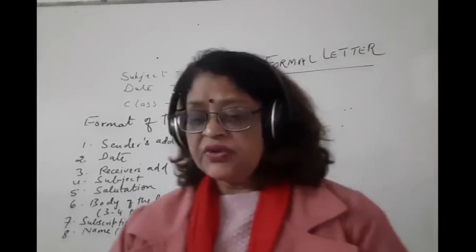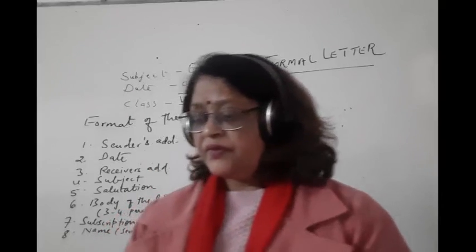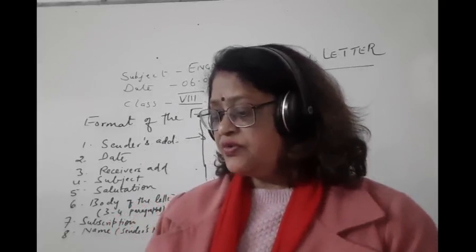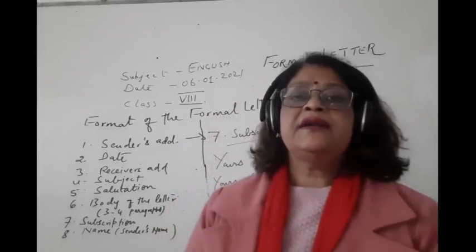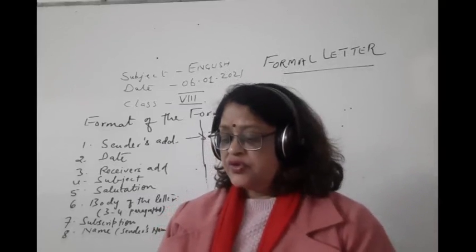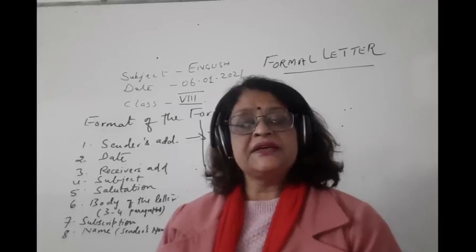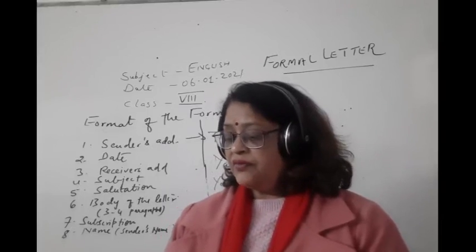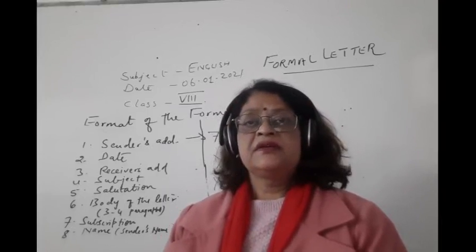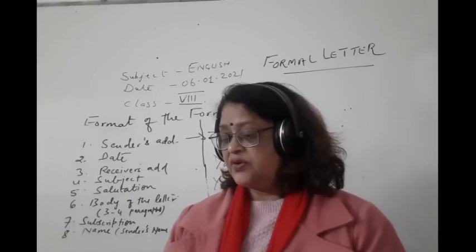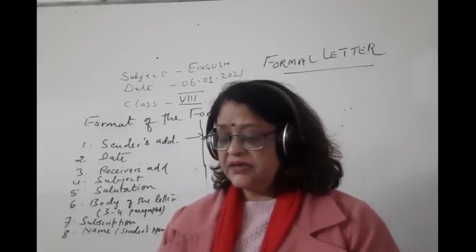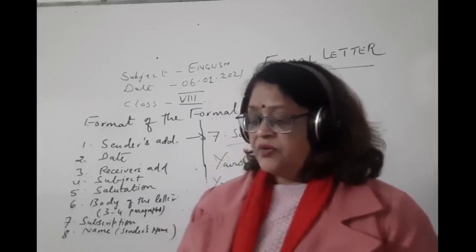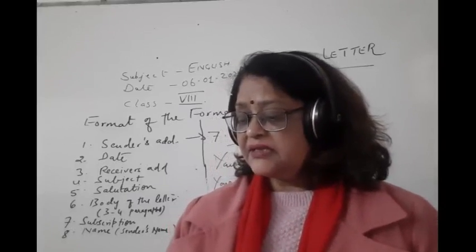Now the question is, I'm going to read one question for you. You are Anjali or Ajay Dev of house number 101, sector 22, Chandigarh. Now children, by reading you have to find out what things are being given here. You are Anjali or Ajay Dev, so the sender's name is there, of house number 101, sector 22, Chandigarh. You are greatly disturbed by the increase in traffic, pollution and uncleanliness in your city.